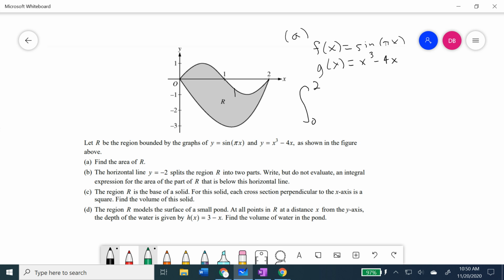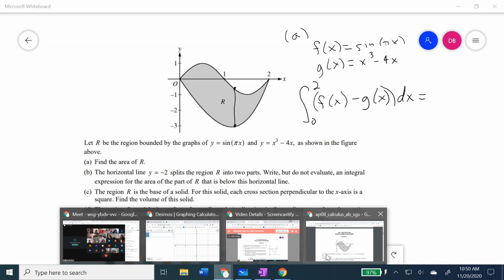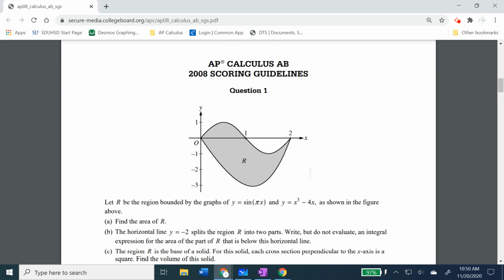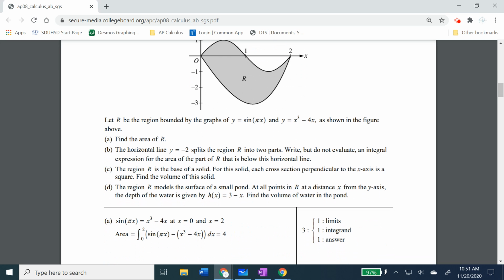And it is y top minus y bottom. The top y is the f of x. The bottom is the g of x. And all you have to write after that is the numerical answer that your calculator gives you. So as far as how many points was that part worth? That was worth 3 points.